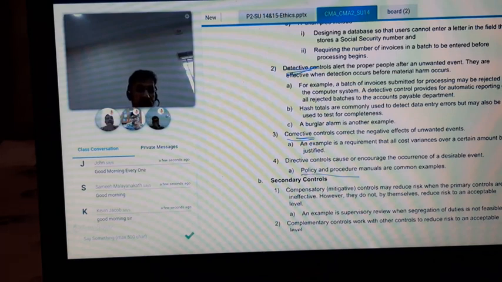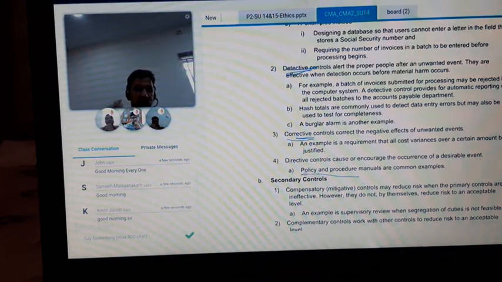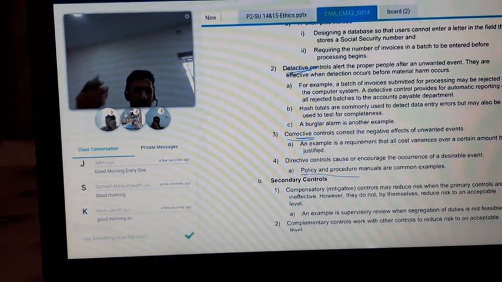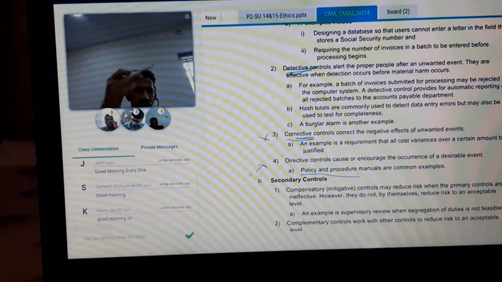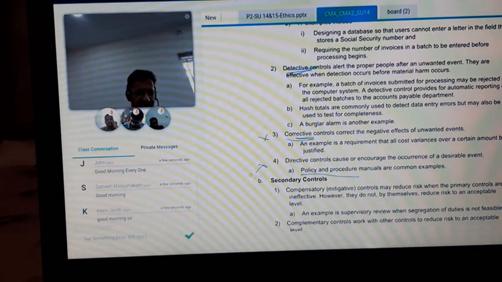your incentive scheme, what you're having, right? That will encourage people to do the right thing, to do more and more. Incentive scheme, that's a directive control. It causes or encourages the occurrence of desirable events, which the incentive scheme you're having does. So that's a good example of a directive control. But anyway, some textbooks you may not see this classification, but now you understand the four primary control categories. This way you can give examples also.